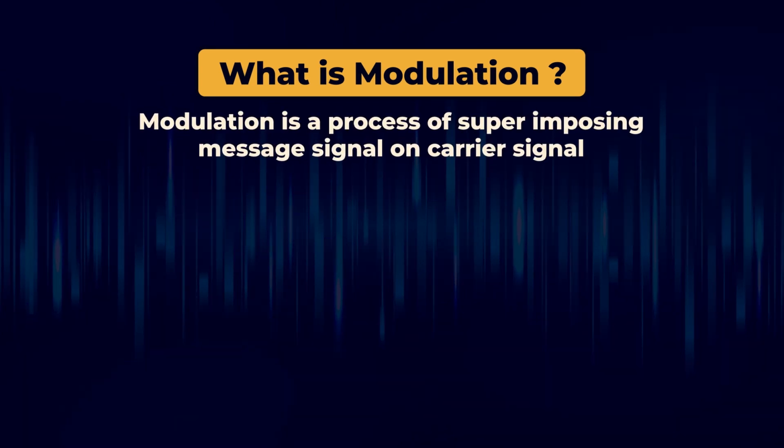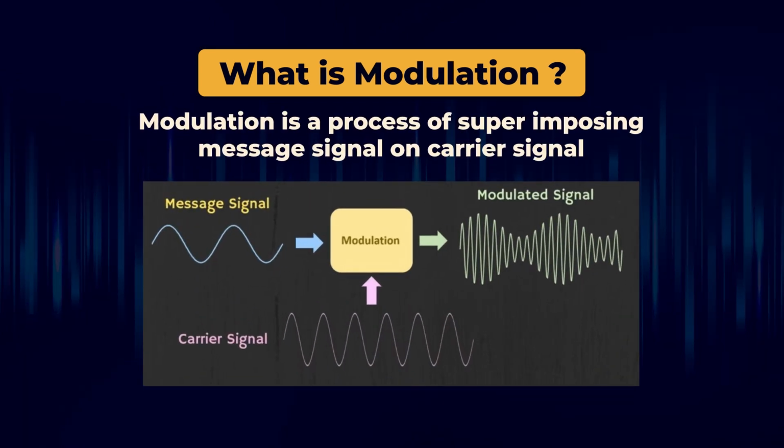The definition of modulation is the process of superimposing message signal on the carrier signal. Modulation is the process of varying one or more properties of a signal called the carrier signal with a signal that typically contains information to be transmitted. The carrier signal is usually a high frequency signal, while the information signal, also known as the modulating signal, is a low frequency signal that carries the actual information we want to send.